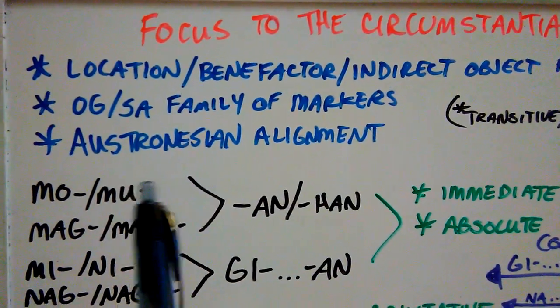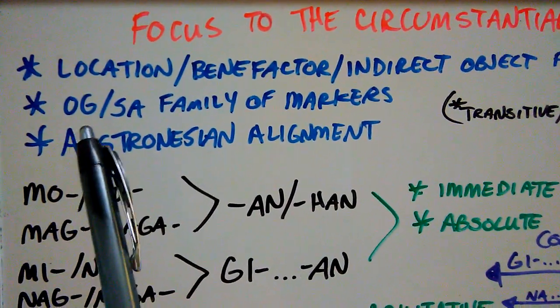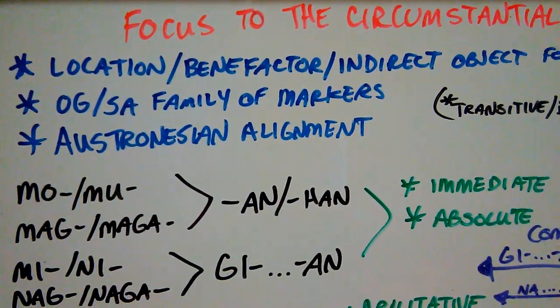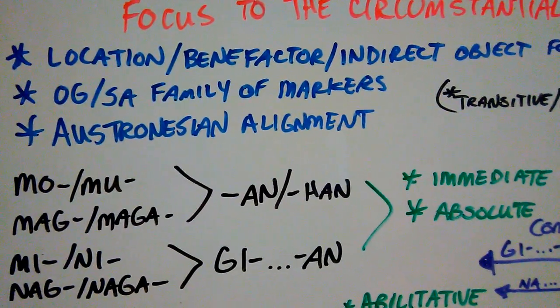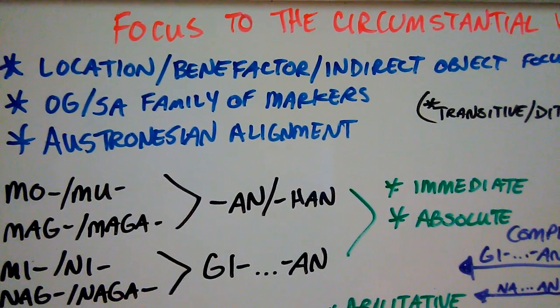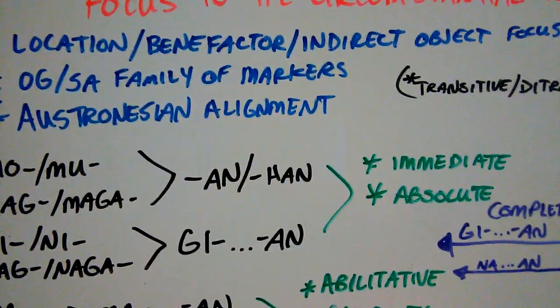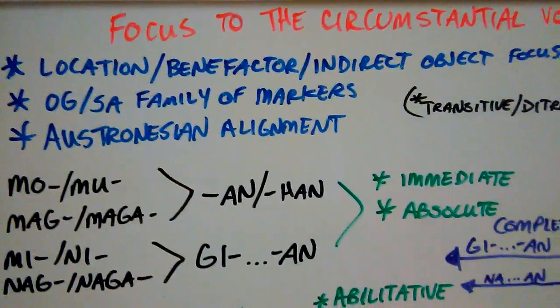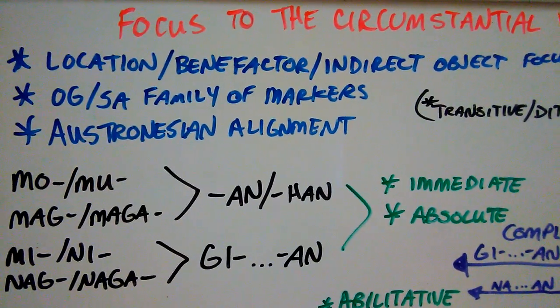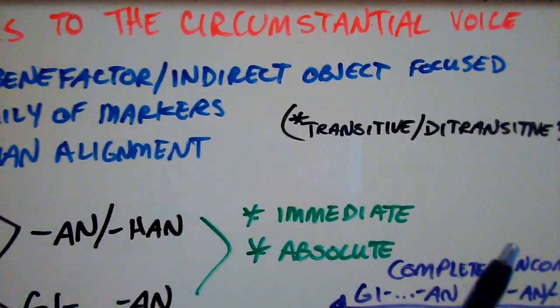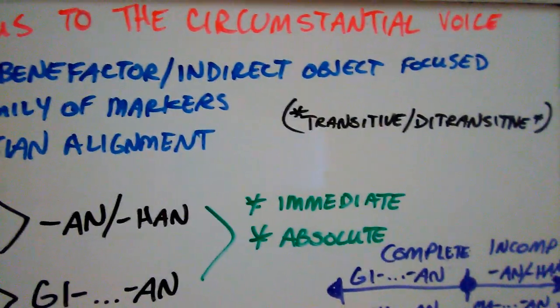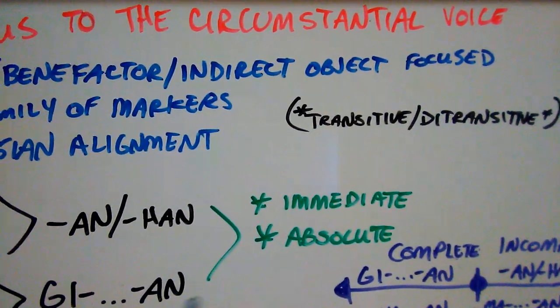Just like the object focus, we use the same Og and Sa family of markers. Simple, right? And again, Austronesian alignment. You need to understand the voice of the circumstantial voice and how it functions, or the alignment of that circumstantial voice, right?